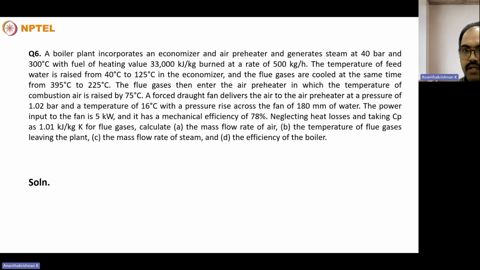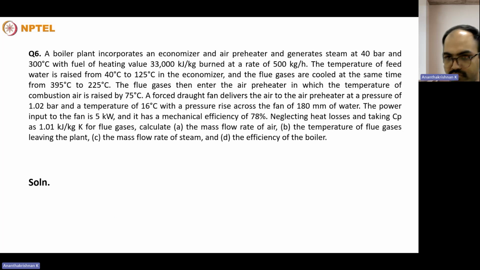The temperature of the water is raised from 40 to 125 in the economizer, and the flue gases are cooled at the same time from 395 degrees Celsius to 25 degrees Celsius. So this economizer is used to preheat the water that enters the boiler by making use of the flue gas energy.